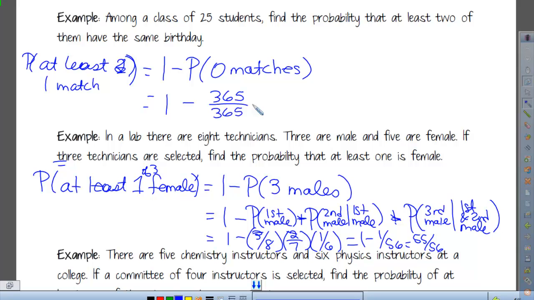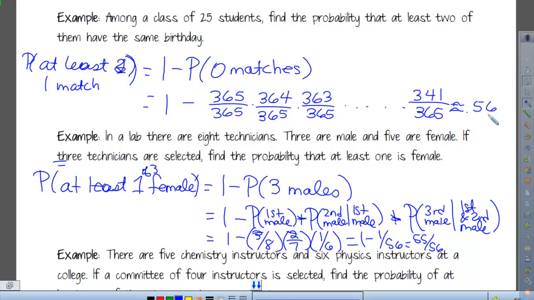But then the second person's birthday could be any day except for what? The first. So he only has 364 over 365. Now when I get to the next person, his has to be something other than these first 2 days. So we get 363 over 365 all the way down to 341 over 365. Okay? And there's some nifty ways to calculate that that we're going to talk about hopefully before we leave here today. But if you did it all out and subtracted and everything, it's approximately 0.56.